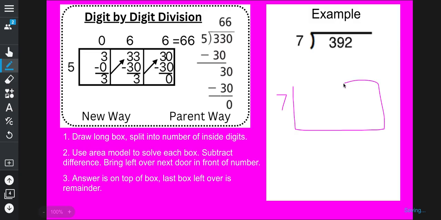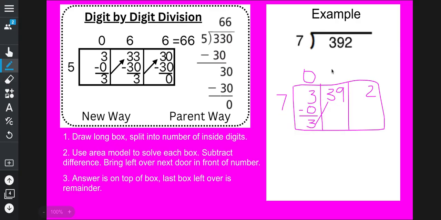So if we were to solve this problem, we would have 7 on the outside. We would draw a big box. We have 3 digits on the inside, so we would split it into 3. We put those digits in that top right corner of each box, and then we simply start dividing. How many 7s go into 3? 0. We divided, we now multiply. 7 times 0 is 0. We subtract. We bring our amount over after we check that 3 is smaller than 7, and it is.